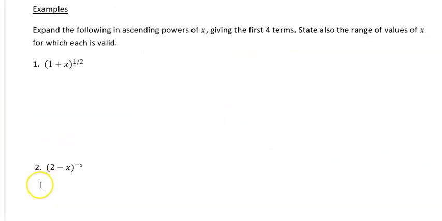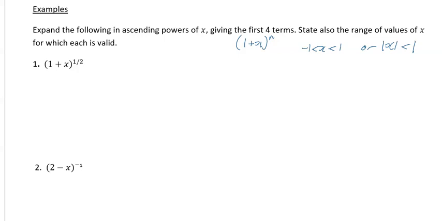Okay, in these examples it says expand the following in ascending powers of x. That means starting with your lowest power of x and moving up, and giving the first 4 terms. State also the range of values of x for which it is valid. Remember what we've just said: if you had (1 + x)^n, it's valid whenever -1 < x < 1, or a better way of saying it is the modulus of x is less than 1.